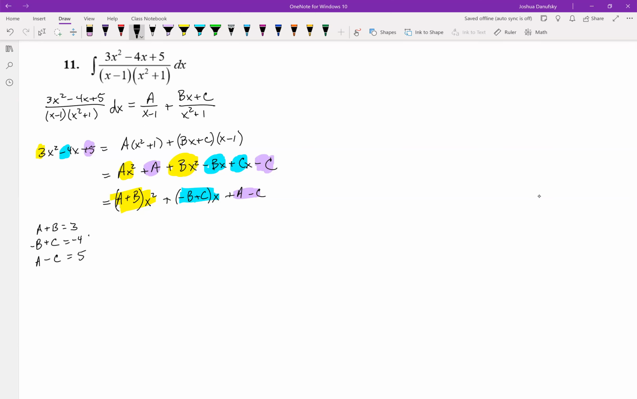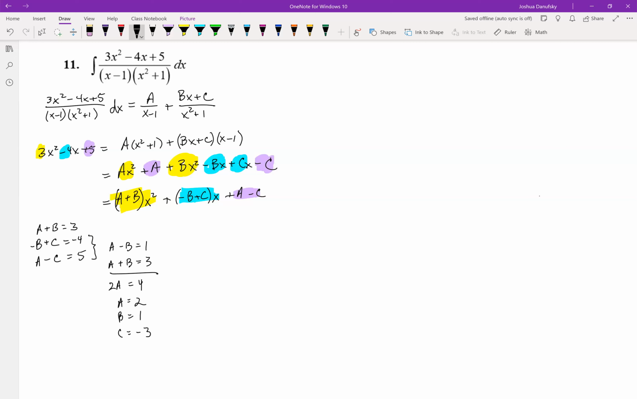Solving these by elimination, if we add these two, we're going to get a minus b is equal to 1. And then taking the first equation, a plus b is equal to 3, and adding straight down, we get 2a is equal to 4, so a is equal to 2. Plugging back into either of the equations above, we see that b has to equal 1. And then plugging back into one of the original equations involving c, we notice that c has to equal -3.